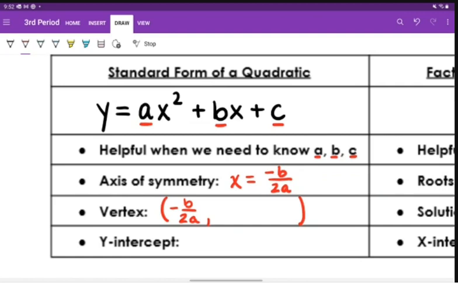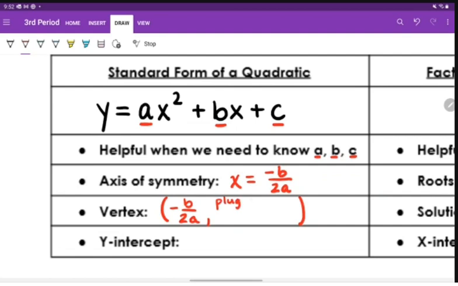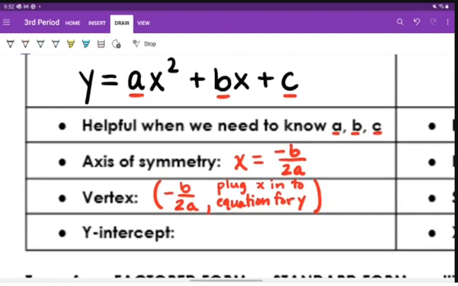And the y value of your vertex is something we have to find after we've already figured out what x is. So to find the y value, you plug the x value into the equation to find y. That's how we find the y value. So we're just taking some kind of basic notes here. This is not super precise. We're just jotting some ideas down to remind us what these concepts are.